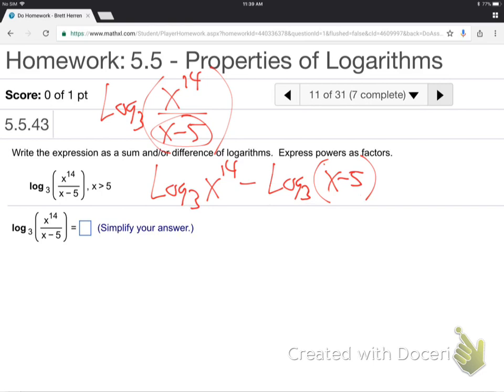Like that. Last step, bring that 14 down. So 14 log base 3 of x minus log base 3 of x minus 5. All done.